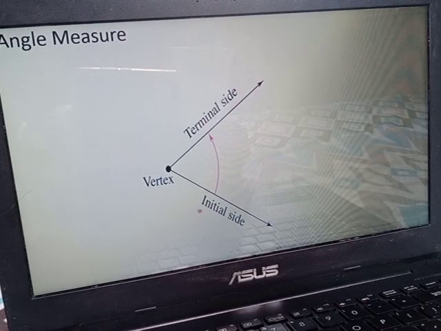So for example, if our initial side is 0 and our terminal side is 90 degrees.